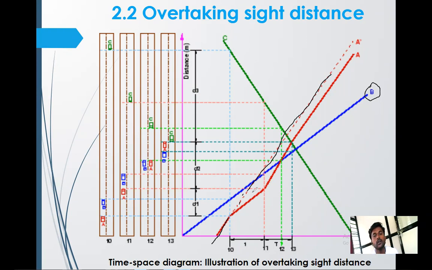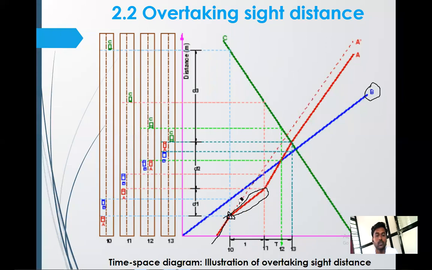Okay. But at this point, what happens? At this point T0, what happens? He saw the vehicle B and reduced his speed because the vehicle B is moving slowly, so that he has to reduce his speed. So this is indicated by this sloping line. Means what? This line indicates the speed is reduced. Initially speed was high. It is indicated by this dotted line. Okay.